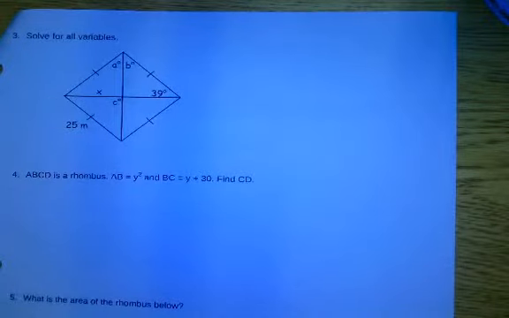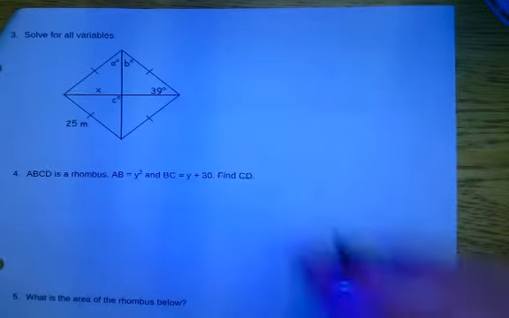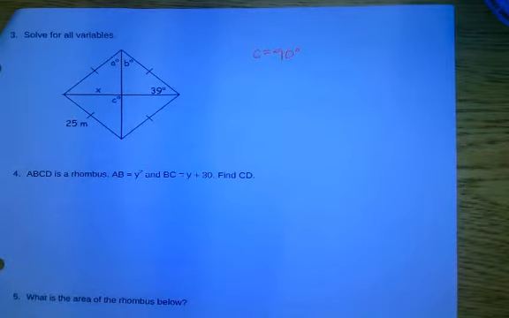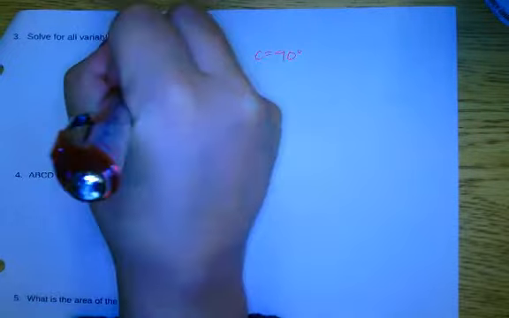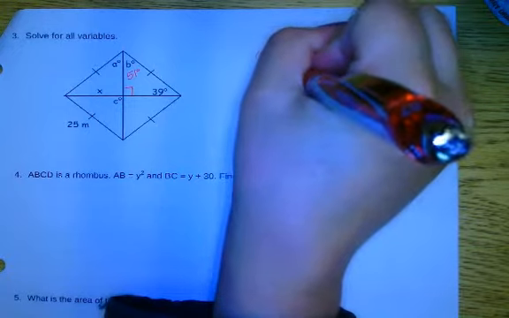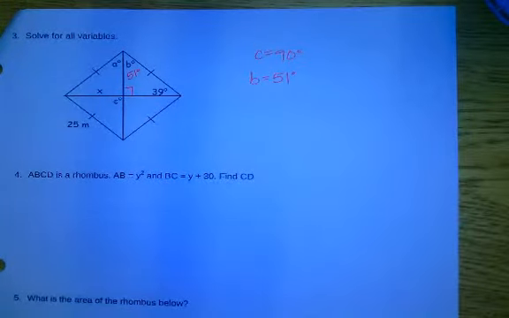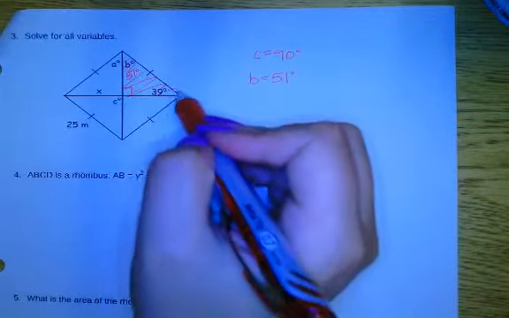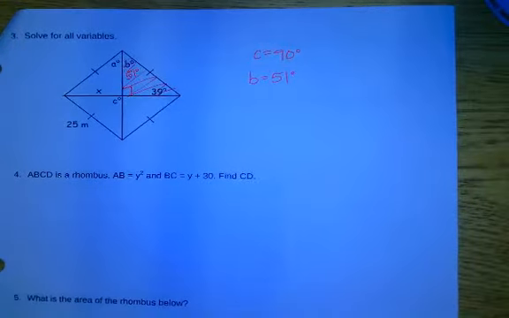Going on to number 3. Solve for all of your variables. Somebody tell me one they know. C is 90. And B is 51. Why is it 51? Because it's perpendicular. 180 minus 90 minus 39. Very good. So the sum of these angles needs to be 180. So 51 and 39, and a right angle is 180. So what else? A is also 51 degrees.